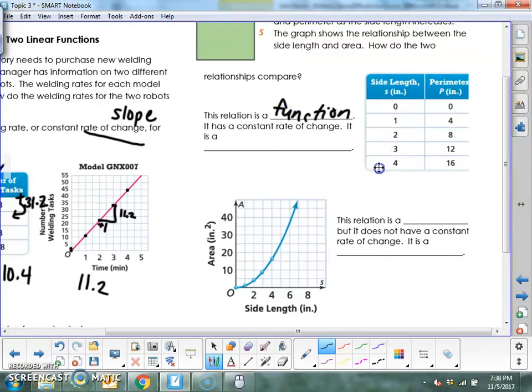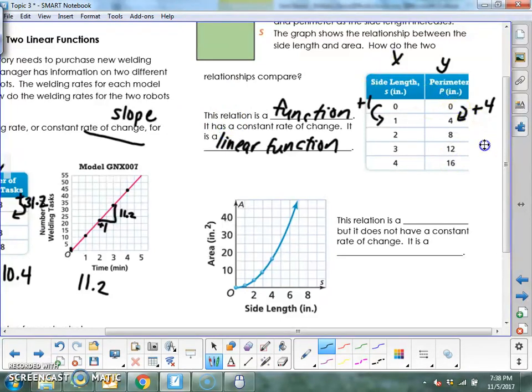Each input has only one output. If I'm looking at the slope or the constant rate of change for this one on my input, output, x, y: on my y, this went up 4. On my x, it went up 1. So it has a constant rate of change. It is a linear function because it has a constant rate of change.